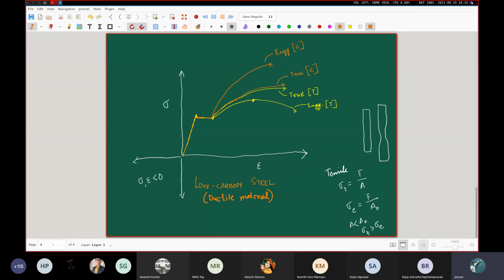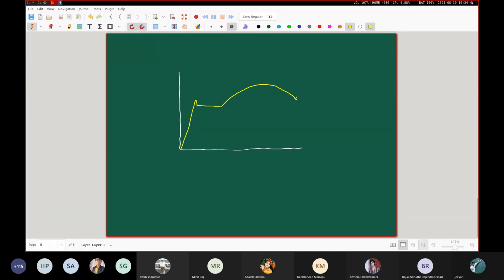Now, what is the diagram for this? Let me draw it on a fresh page again. First let me draw this low carbon steel again, so you'll have some basis of comparison. This is for the low carbon steel.